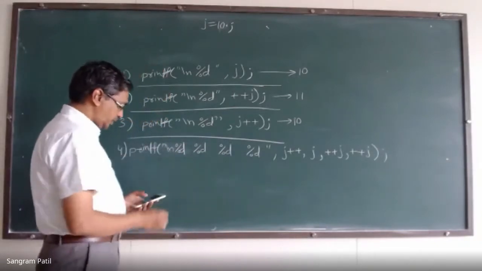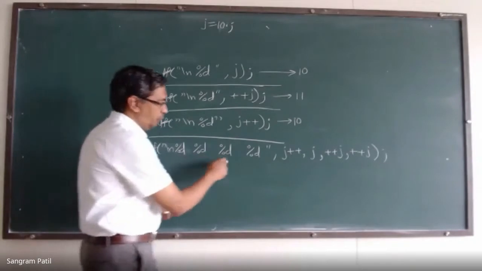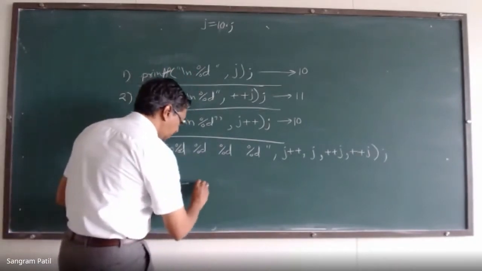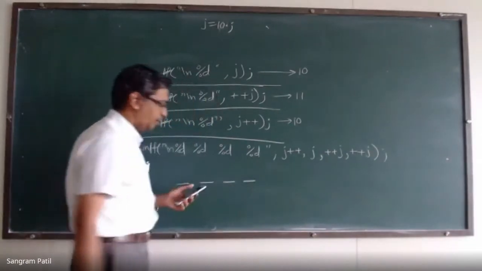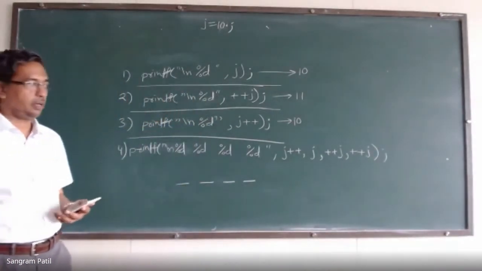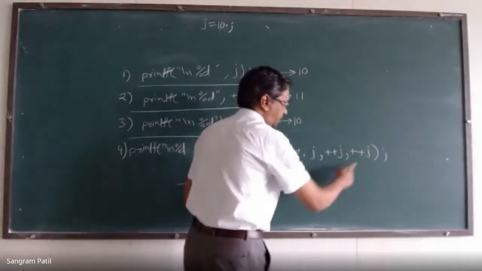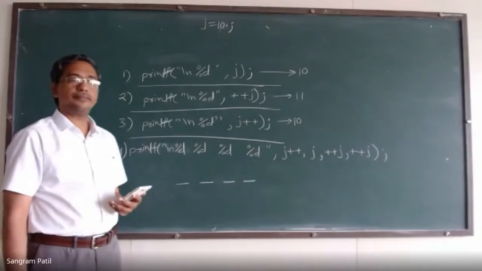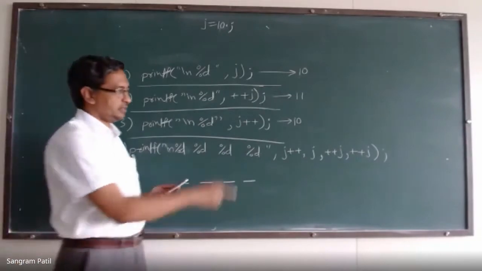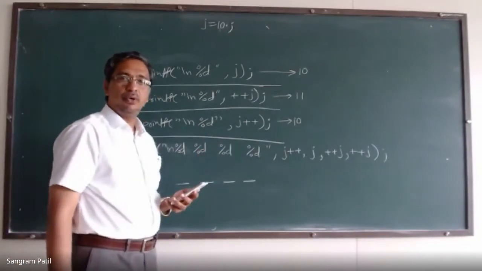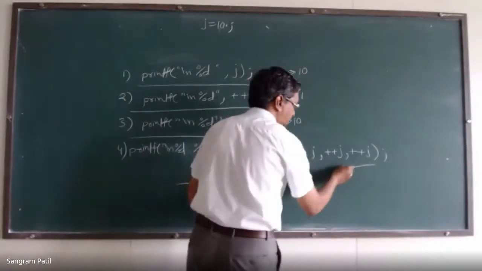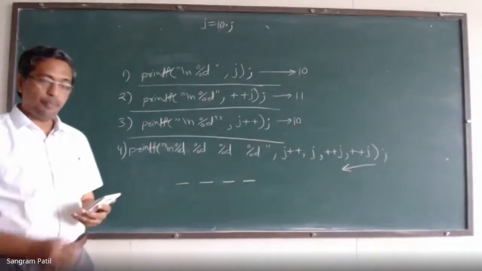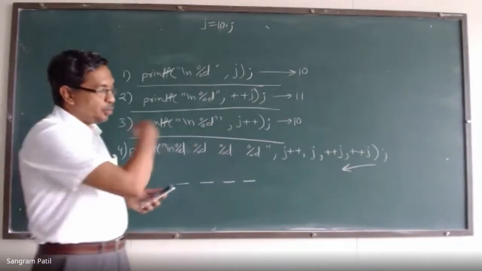Okay, so this indicates we want to print 4 numbers. This is given here with a combination of j and j plus plus. Remember this, in this situation, computer always prints the number from right to left.